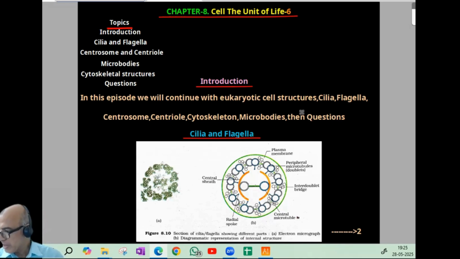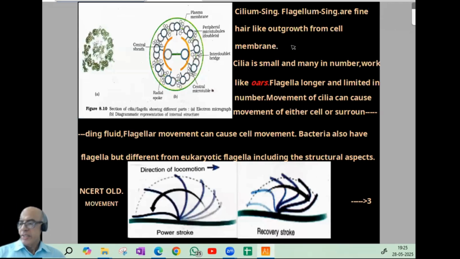Cilia, I think the first page is clear. We can proceed to the second page. Cilium, that is originally singular. Flagellum, also singular. And they are normally fine hair-like outgrowths from the cell membrane or connected with the cell membrane. And cilia are small and many in number. They work like oars, spelling O-A-R-S, oars. Flagella are longer and limited in number.